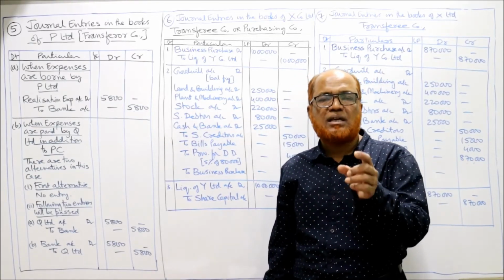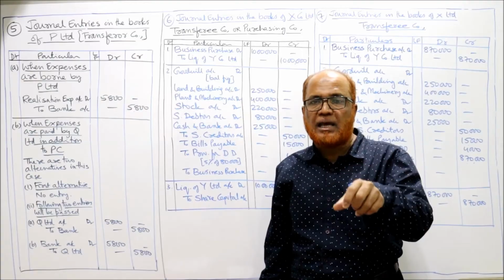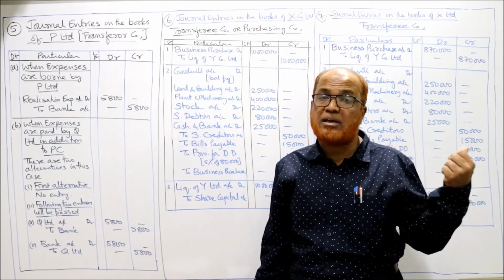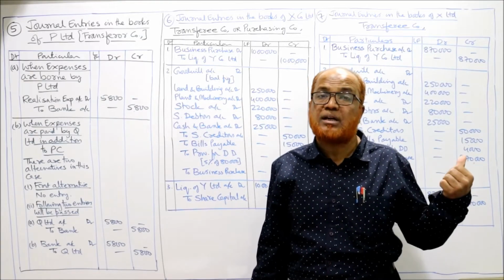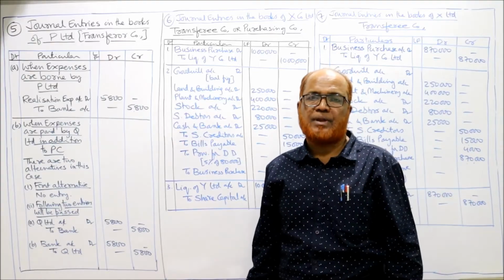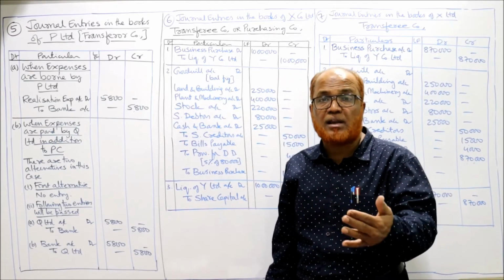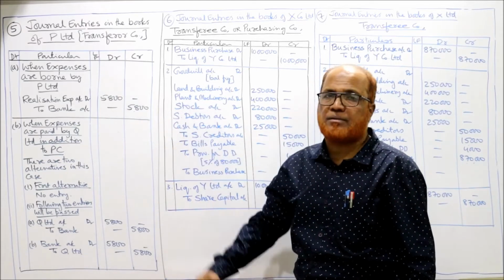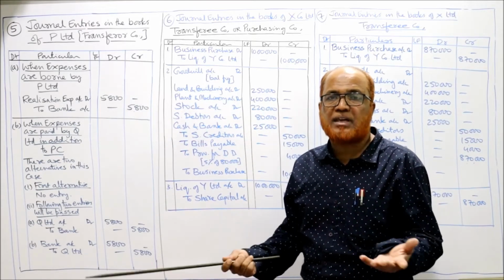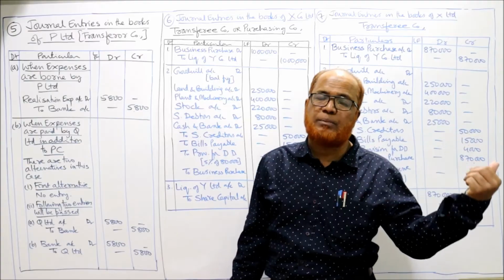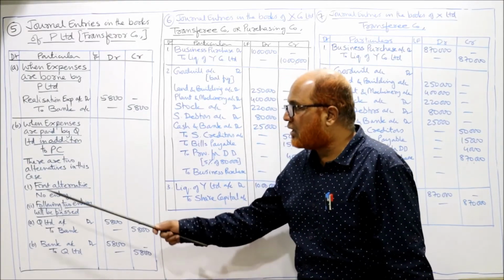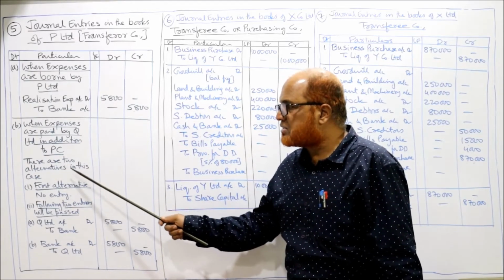The second case, if there is an agreement that realization expenses should be paid by Q Limited, the transferee company. Agreement के हिसाब से transferee company को pay करना है. तो what are the journal entries to be passed in the books of P Limited? Vendor company के books में क्या entry रहेंगी? अगर ये expenses Q Limited pay करा तो यहाँ पर there are two alternatives in this case.